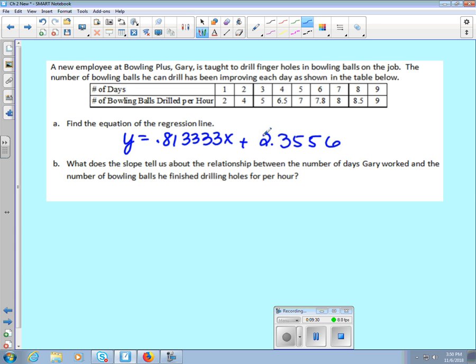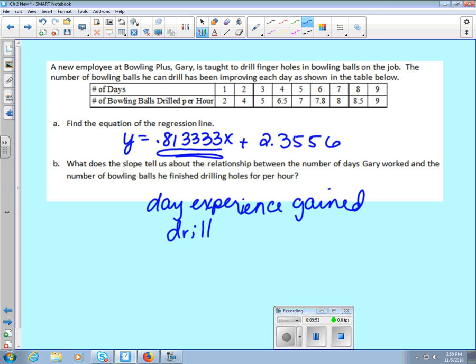And so now what we're trying to do is figure out what the slope is telling me. So what is 0.8133 trying to tell me? Well, basically that's trying to tell me that for every day of experience he gains, he's going to drill an extra 0.81 balls per hour. And so that's what that's talking about.